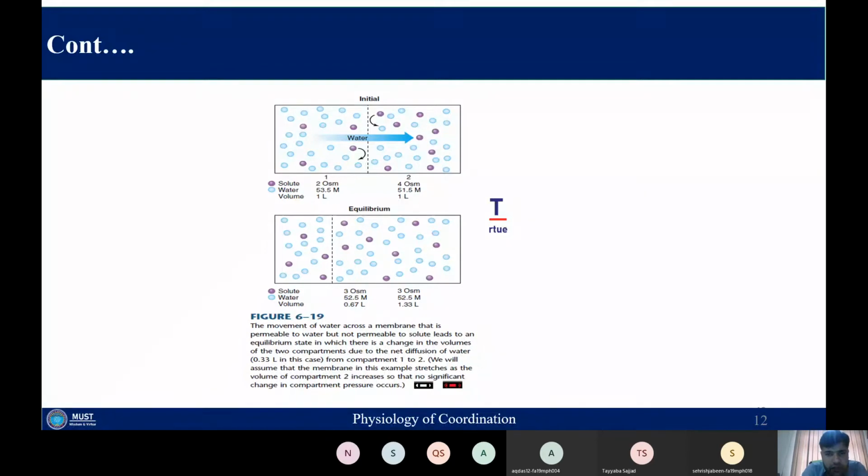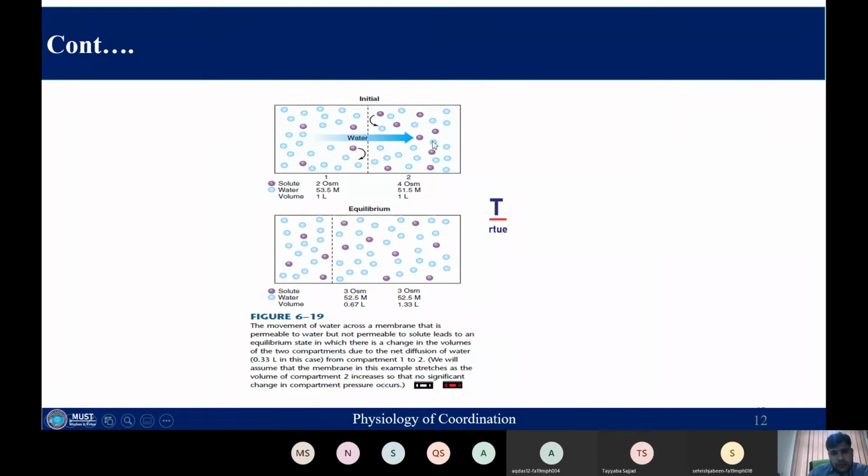Okay, this is what I wanted to share with you. In this other example, in the previous figure we said that the membrane was permeable to both water as well as solute. But in this case, you can see that this membrane is only permeable to water, whereas it is impermeable to the solute particle. And in the same way, water has a higher concentration in compartment 1 and a lower concentration in compartment 2, so water will move from higher concentration to lower concentration, meaning from compartment 1 to compartment 2.